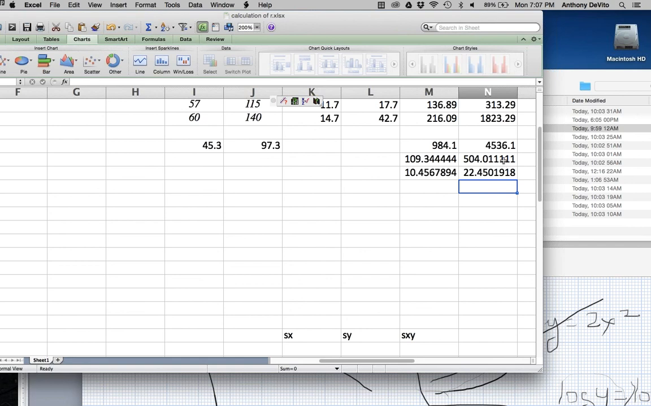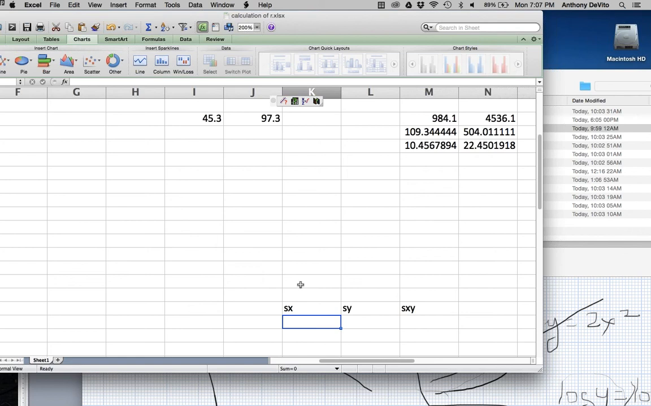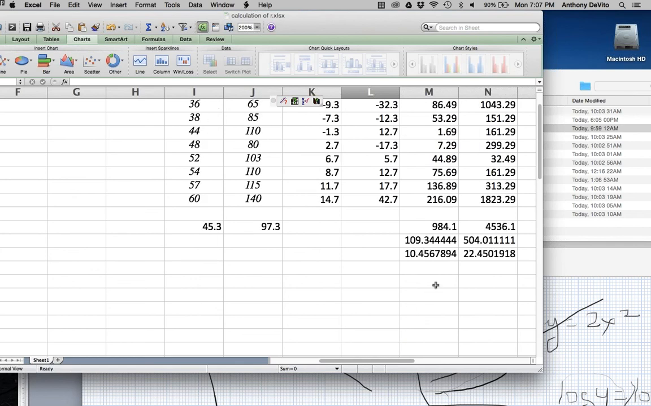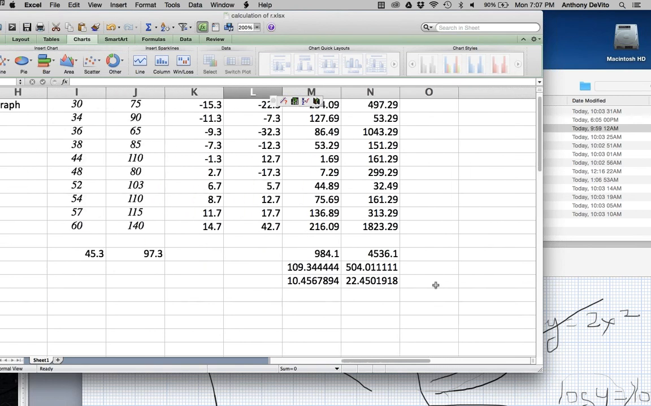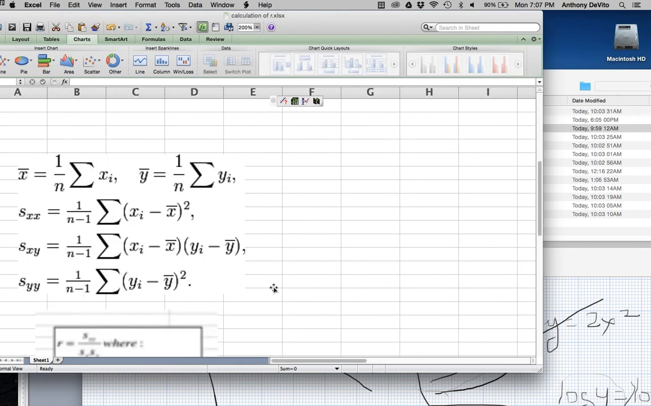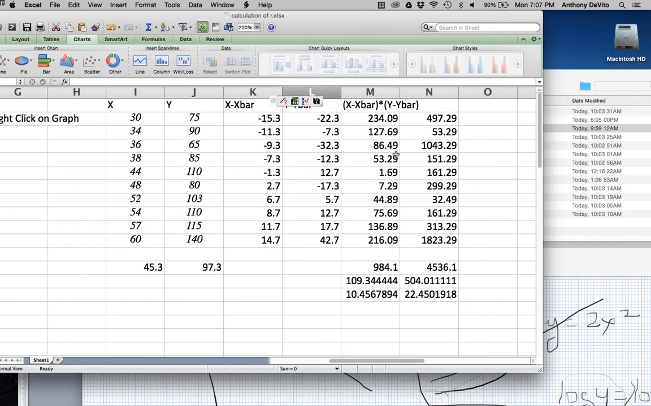Those values are going to be my standard deviation for the x values and for the y values. Now, the cross values are going to be equal to, what's the formula for that again? Okay, it's going to be equal to x minus x bar times y minus y bar.